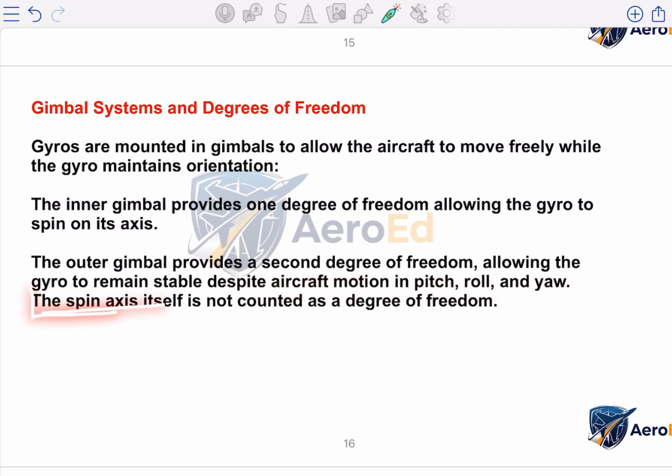The gyro will stay in its orientation in space. The spin axis itself is not counted as a degree of freedom.